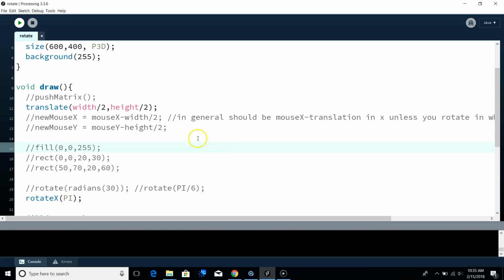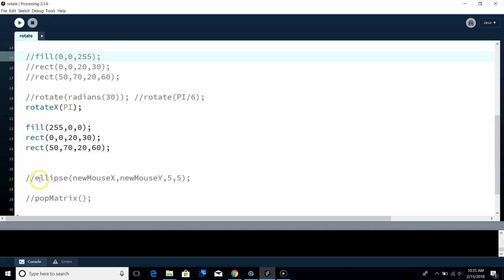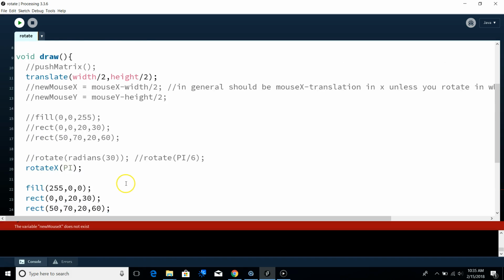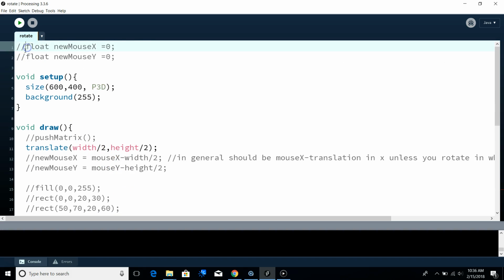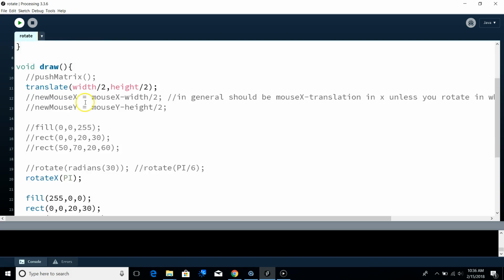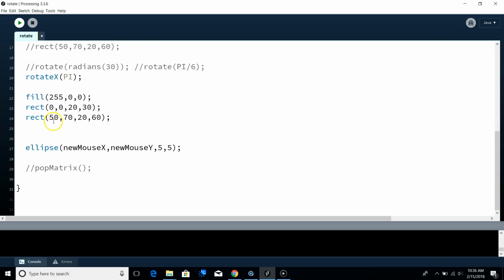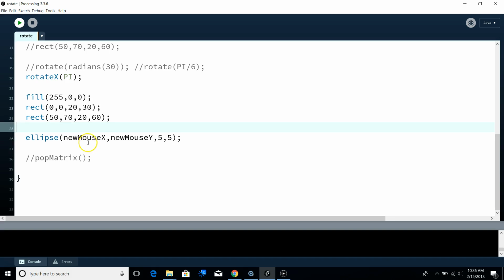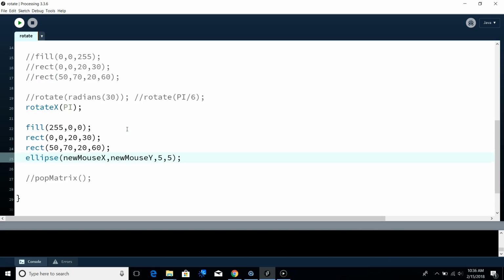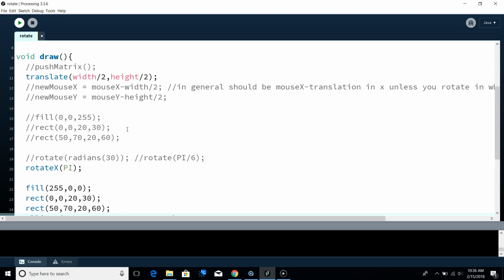Let's make some changes in here. So if I want to get the mouse following to work again, if I do ellipse with my new mouse X and new mouse Y, new mouse x, new mouse y. Right, so I've got my ellipse being drawn at these guys. It should be noted, what did I just do to the coordinate system? Yeah, I flipped the y's, right?